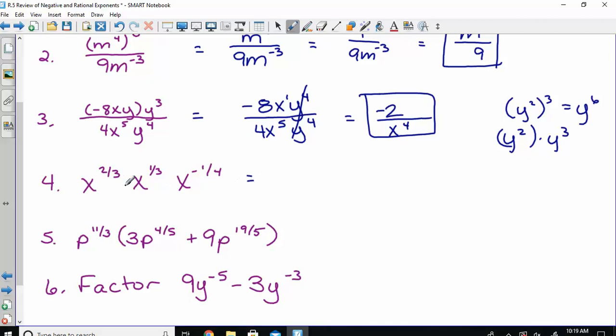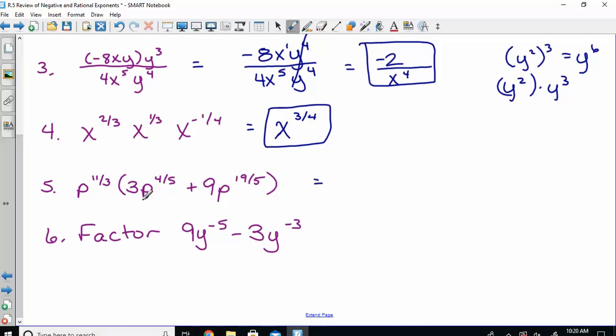Okay, number 4. All of these are multiplied together. So what do you do with your exponents? Add them. So you should be writing this down if you didn't get it. 2/3 plus 1/3 plus negative 1/4. What does that give me? Add, not multiply. So 2/3 plus 1/3 is 1, plus negative 1/4 is 3/4. Just x to the 3/4.